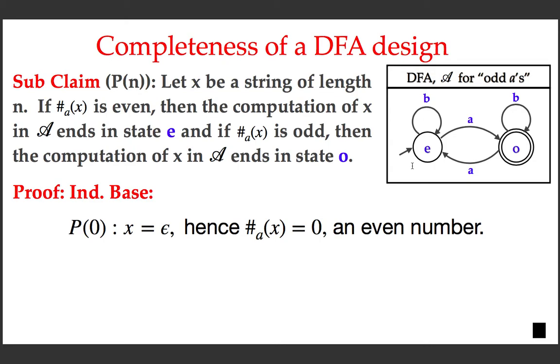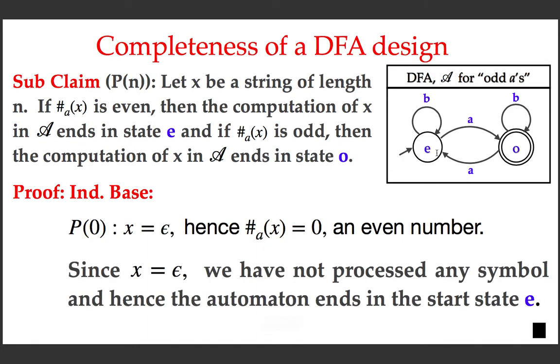What is the base case? You have to prove it for n equal to 0. N equal to 0 means length is 0 and the string is the empty string. So the number of A's in the empty string is 0, an even number. So it remains to prove that the processing of epsilon ends in the state E, and that is true because you are not processing any symbol, so you are ending in E itself. So that is done. Okay.